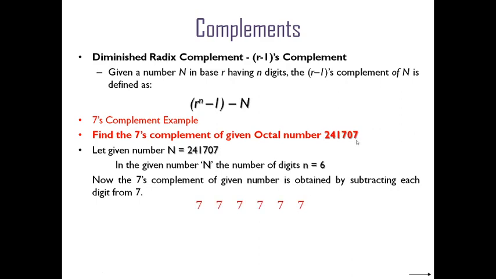Now each digit in the given octal number must be subtracted from 7. So subtracting, 7 minus 7 is 0, 7 minus 0 is 7, 7 minus 7 is 0, 7 minus 1 is 6, 7 minus 4 is 3, 7 minus 2 is 5. So like this we will get these, the 7's complement.